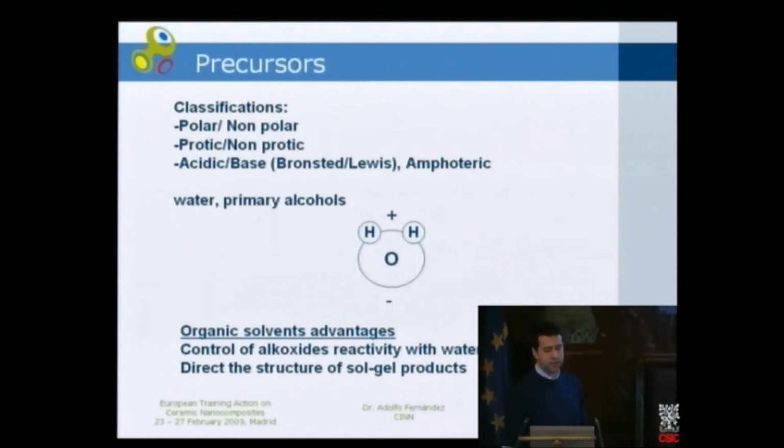Concerning the solvents, they can be classified as polar or non-polar, or protic or aprotic, depending on their intrinsic properties or their acidic conditions. But normally water or primary alcohols are always used. The advantage of using organic solvents is that they permit control of the reactivity of the alkoxides with the water that is added at the end of the process, and it could also affect the structure of the sol-gel product.